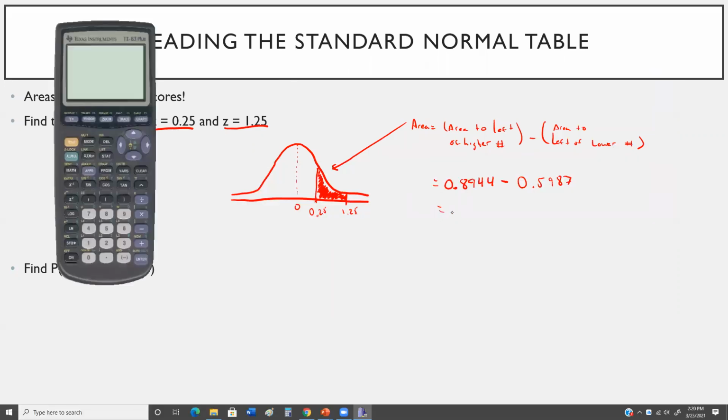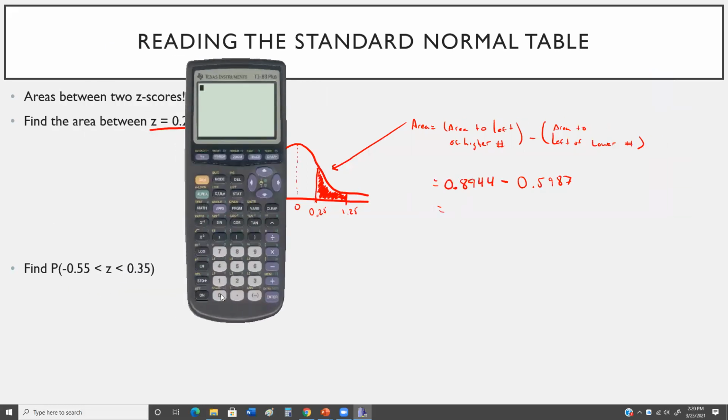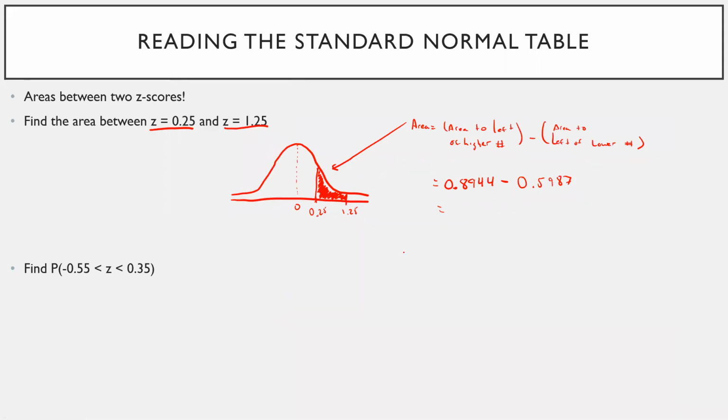So grab your calculator here. 0.8944 minus 0.5987, and you get 0.2957. And that's it. That's your answer. This second one just involves a little bit of an extra step, and that's it. Literally, that's it.